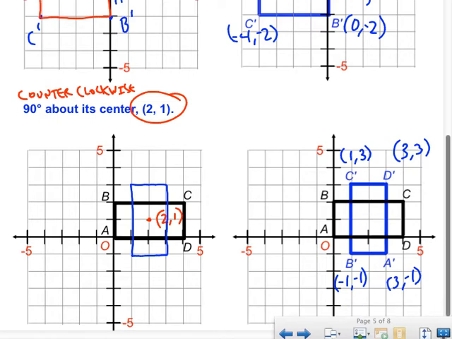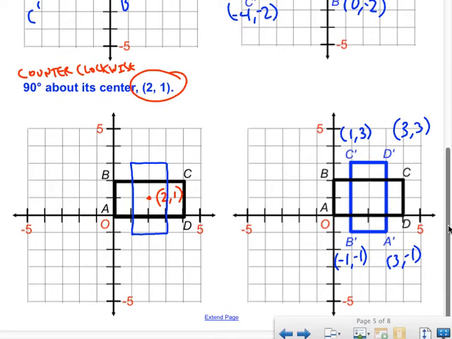Okay, again, I wouldn't necessarily expect you guys to come up with the rule for this. There is a way to do it. I'm not going to get into that now because you're not going to be required to do this tomorrow for this type of rotation. Got it? Just be able to identify where the new points are going to be. Okay?